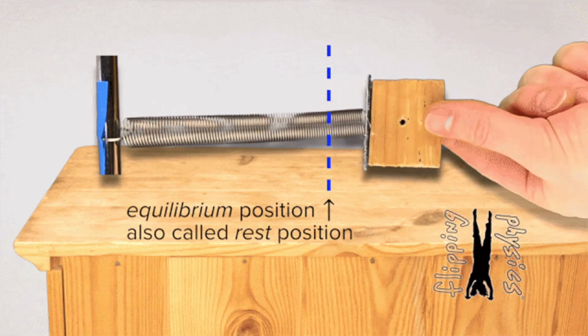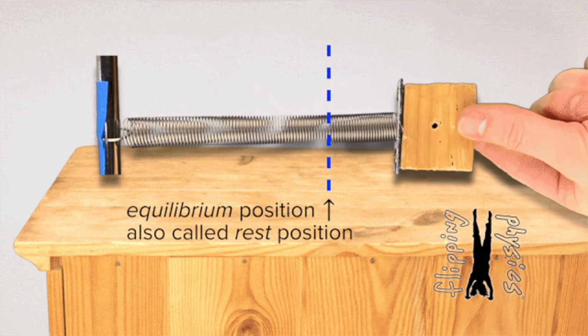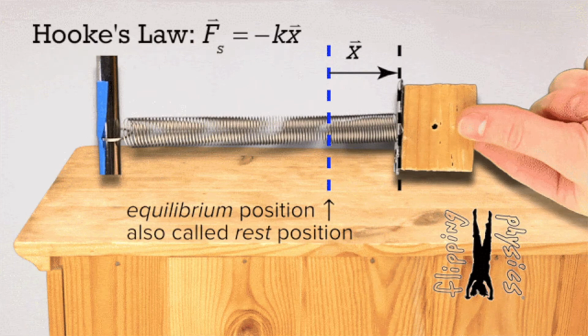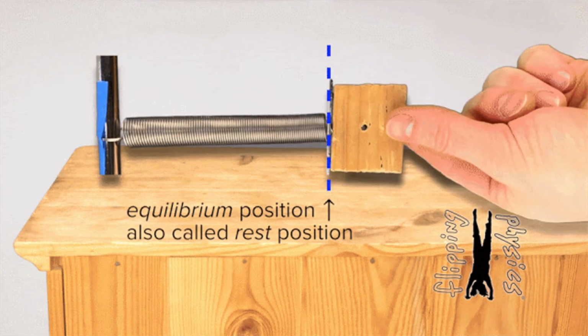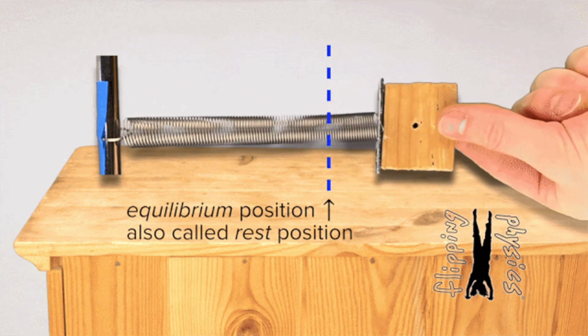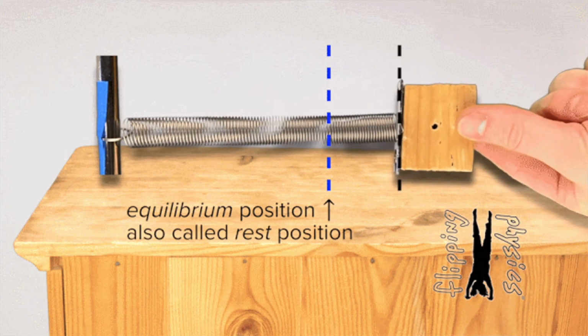When the spring is stretched or compressed, the force in Hooke's law is doing work on the spring. This work increases the spring's potential energy. To obtain this potential energy, we can use the fact that the spring force is a conservative force.